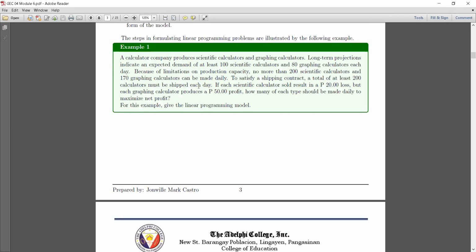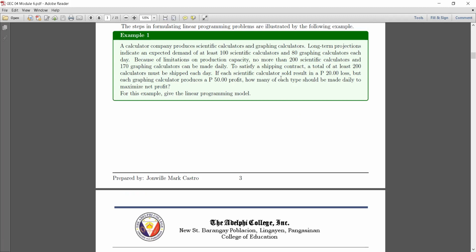Because of limitations on production capacity, no more than 200 scientific calculators and 170 graphing calculators can be made daily. To satisfy a shipping contract, a total of at least 200 calculators must be shipped each day. If each scientific calculator sold results in a 20 pesos loss, but each graphing calculator produces a 50 peso profit, how many of each type should be made daily to maximize net profit? So for this example, kailangan lang natin yung model.